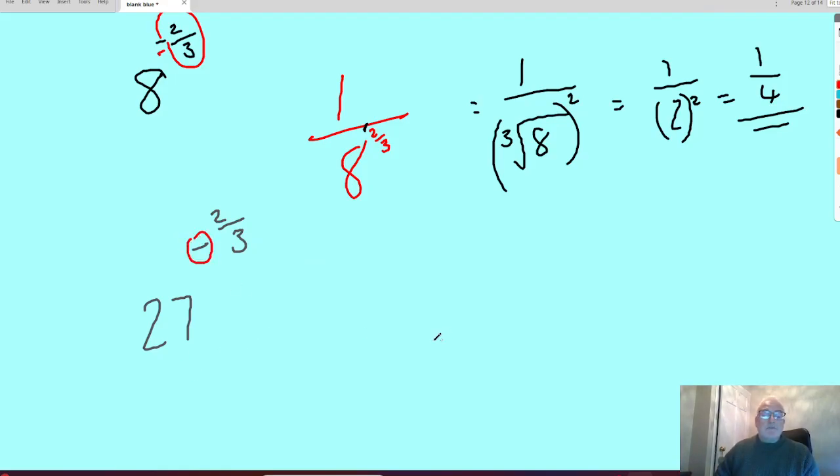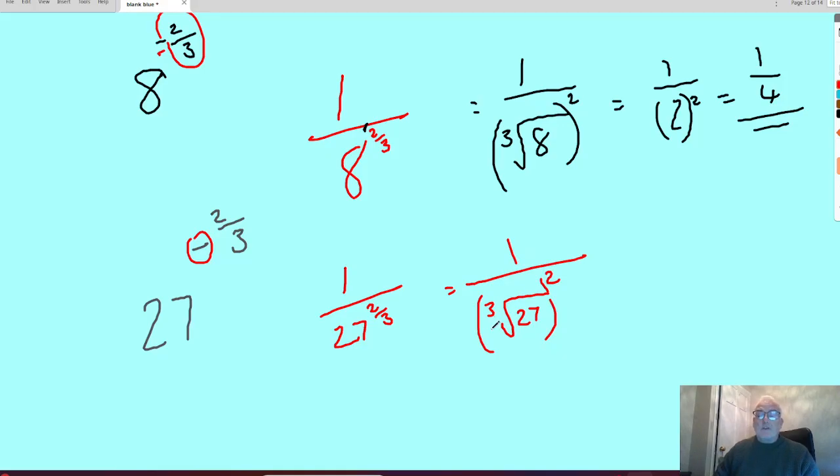So the negative means we're going to have 1 over 27 raised to the positive power. We're then going to use the denominator of the power to cube root it. So we've got the cube root of 27, all raised to the top numerator power. Okay, so the cube root of 27 is 3. We're then going to square the 3 to give me 9. So my answer on this one is 1 over 9.